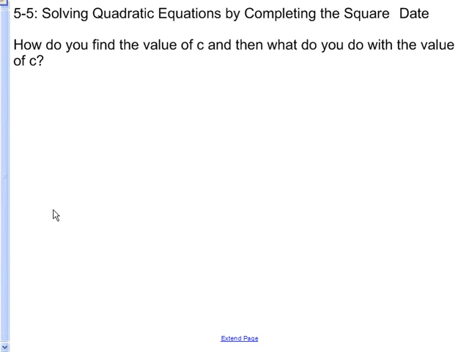We've been working with solving quadratic equations. We've solved them by graphing, we've solved them by factoring, and today we're going to solve by completing the square. Update your table of contents and your title page.